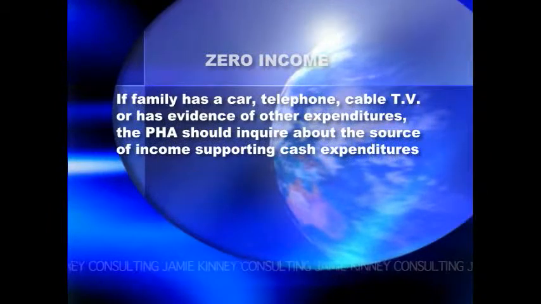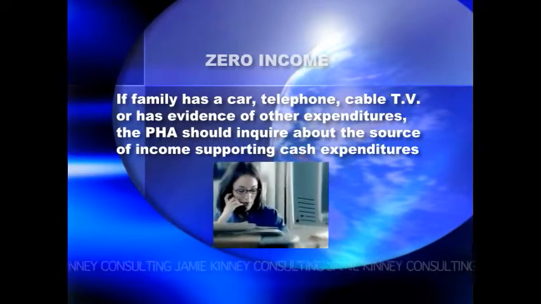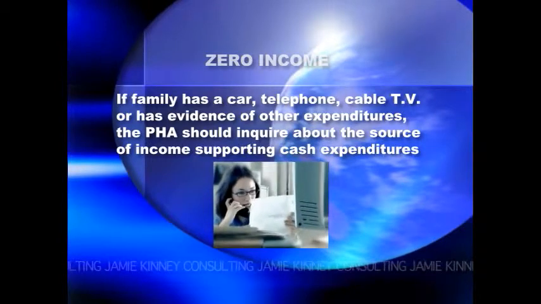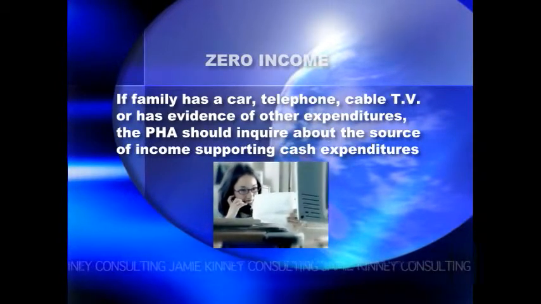Other factors that you want to consider when a family reports zero income. When a family reports zero income, well-managed housing authorities enhance their interview with the family, and some even visit the family's home. The Public Housing Guidebook has a zero-income questionnaire to assist agencies in determining regular contributions. If the family has a car, telephone, cable TV, or has other evidence of expenditures, your agency should inquire about the source of income supporting cash expenditures.